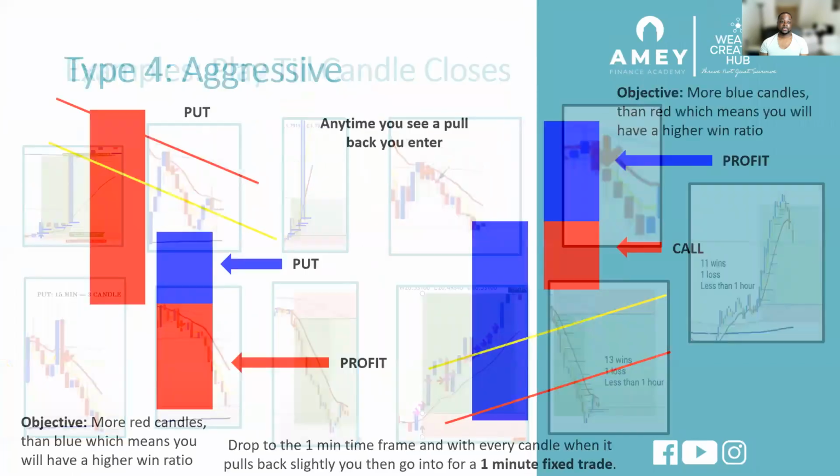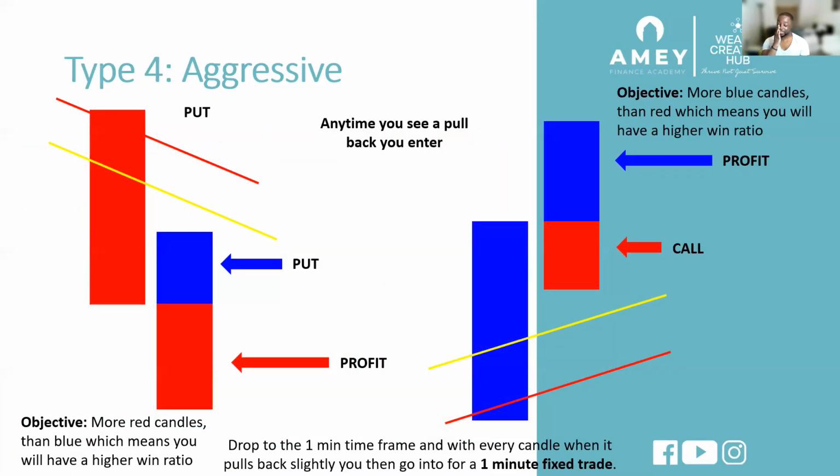Now, let's talk about the aggressive. I know this one always makes me laugh, and I know a lot of people want to try and do this one. The aggressive entry. So anytime you see a pullback, okay, you enter. Now, this is where you're going to see people making about 50, 60 trades winning, because you're trading for 1 minute. Every time you see a pullback, you go into that.